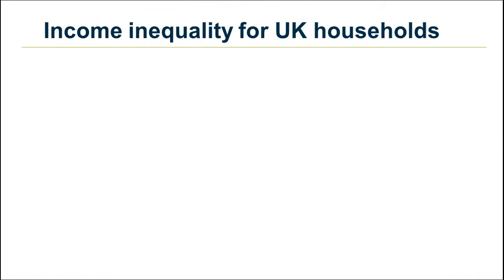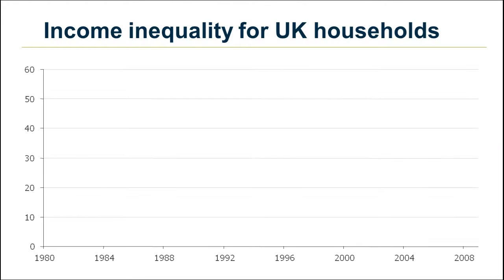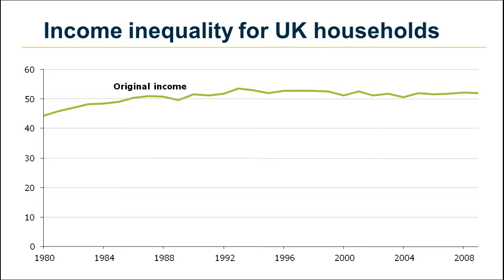We will now look at the level of income inequality from 1980 to 2009, and the effect that taxes and benefits have on these figures. The first line shows original income, and in 1980, original income inequality stood at 44%. Over the past 30 years, it has increased, and in 2009, it stood at 52%.